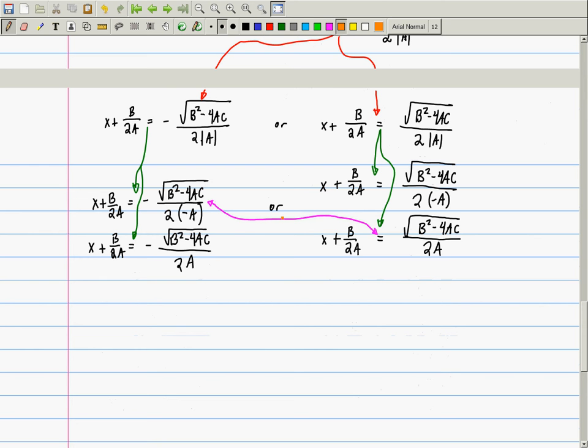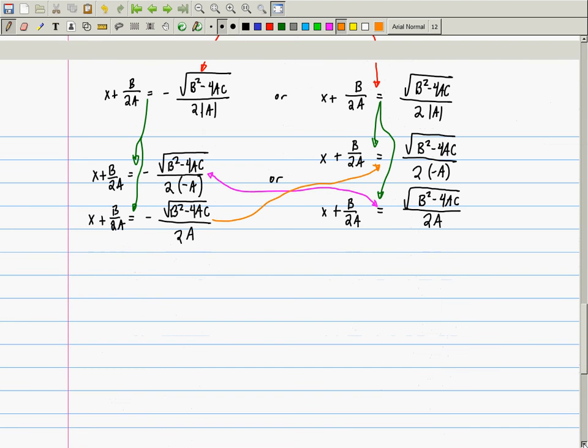I need a different color, orange. This looks like a John Madden diagram, doesn't it? Anybody watch football? Anyway, there's a guy named John Madden. He's always drawing on the screen. He's a funny guy.